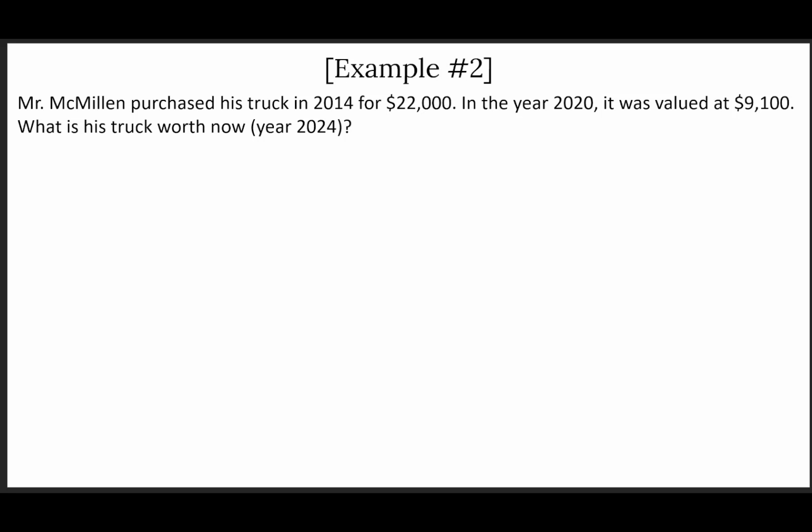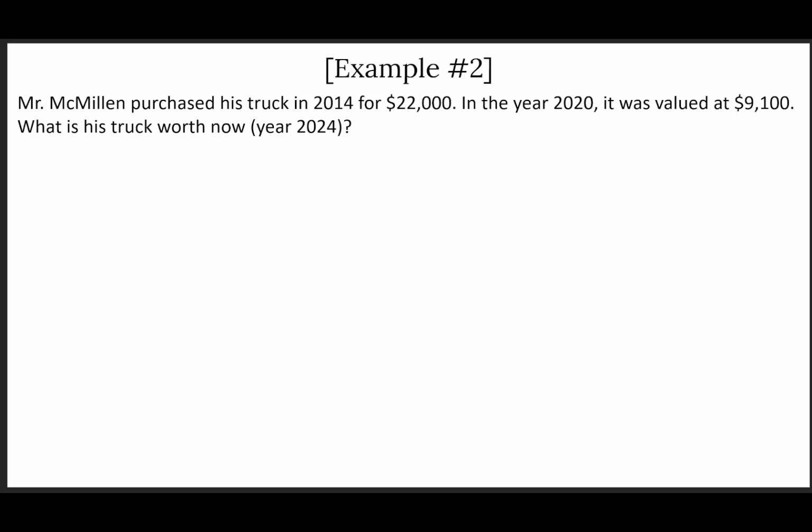Mr. McMillan purchased his truck in 2014 for $22,000. In the year 2020, it was valued at $9,100. What is his truck worth now? We'll say now would be the year 2024. This is an example of exponential decay because the price of the truck will decay over time, not at a steady rate, but it'll eventually kind of taper out.